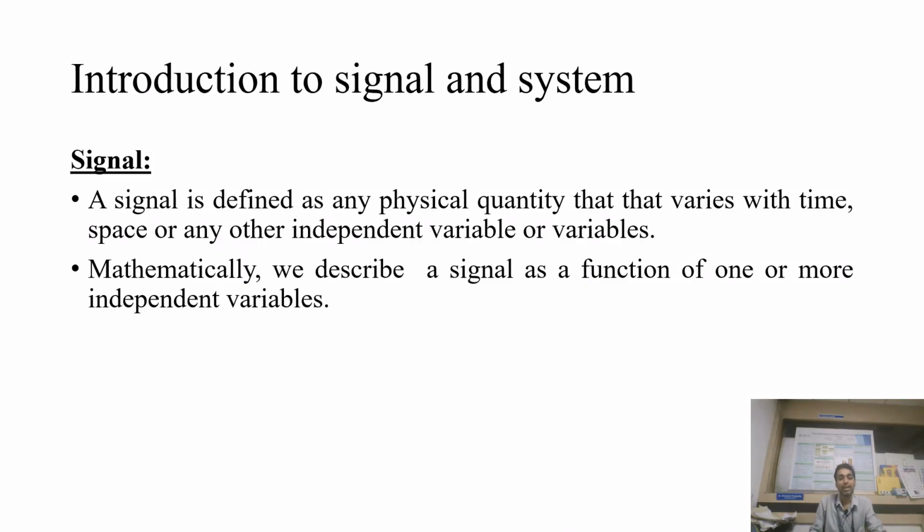What is a signal? A signal is defined as any physical quantity that depends upon time, space or any other independent variable or variables. So mathematically we describe a signal as a function of one or more independent variables. For example, we can say S1 of t. This is a signal S1 of t. If I write S1 of t is equal to 5t, where t is the time, then the signal depends upon time.